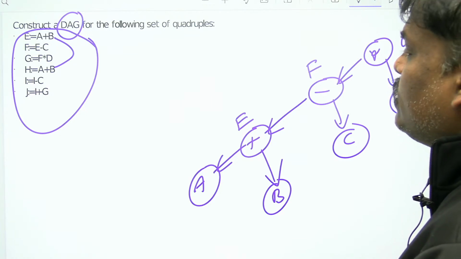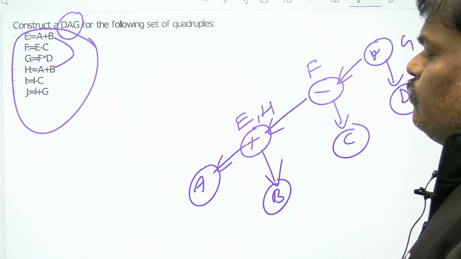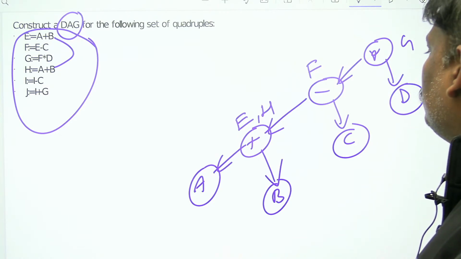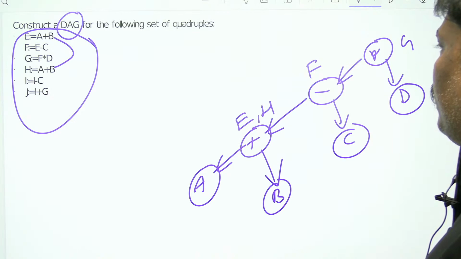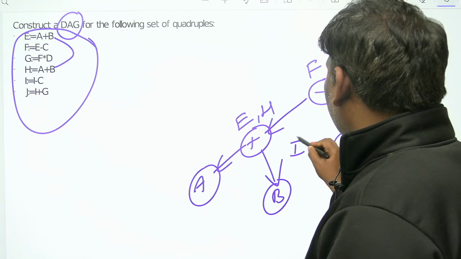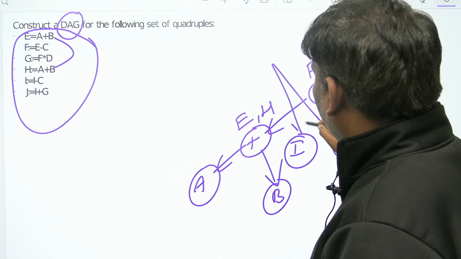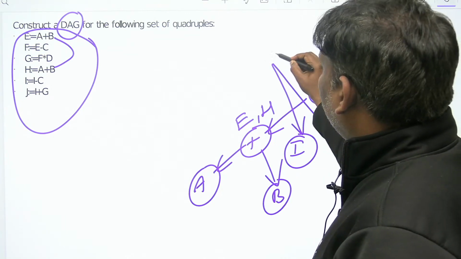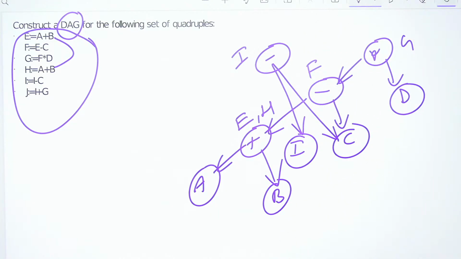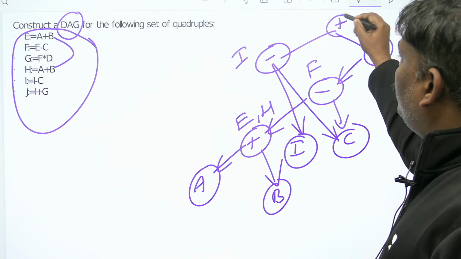Now listen. A plus B is equal to H. I think it is actually E. This is H also. Next one. I equals E minus C. I think C is already there, I also required. I minus C is I. Next one. I plus G, which is going to be J.